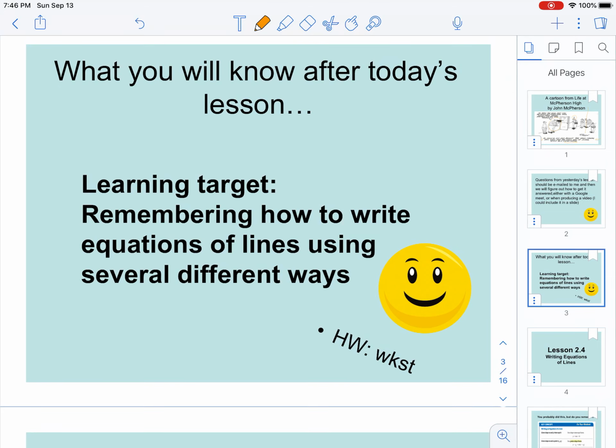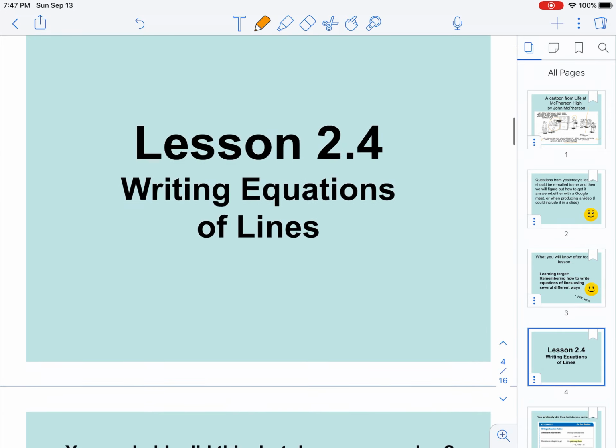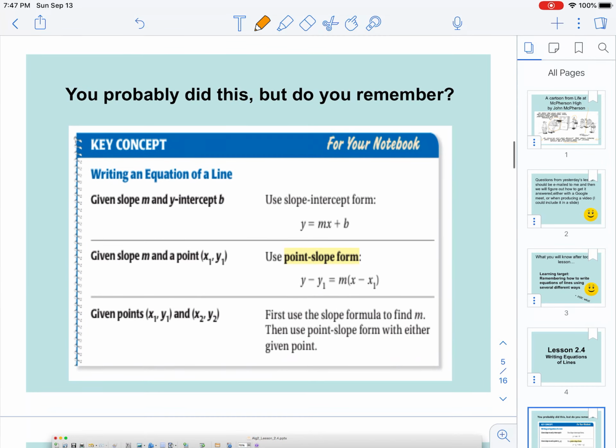In this lesson today, our learning target is, I just want to remind you about three ways to write equations of lines. One's the slope-intercept form, another's called point-slope, and then there's one other way dealing with 2 points that you're given. So anyway, let's get going. We're going to talk about writing equations of lines.